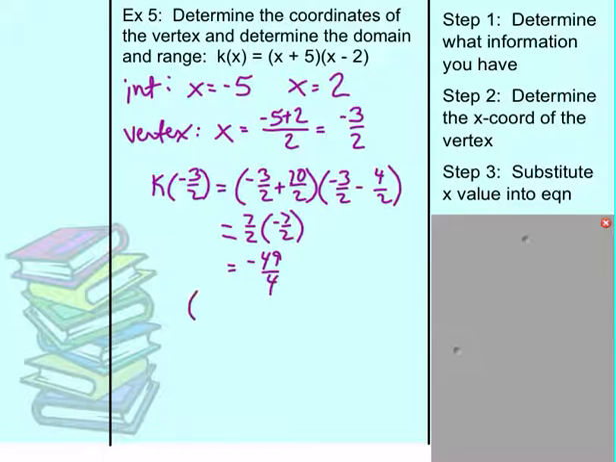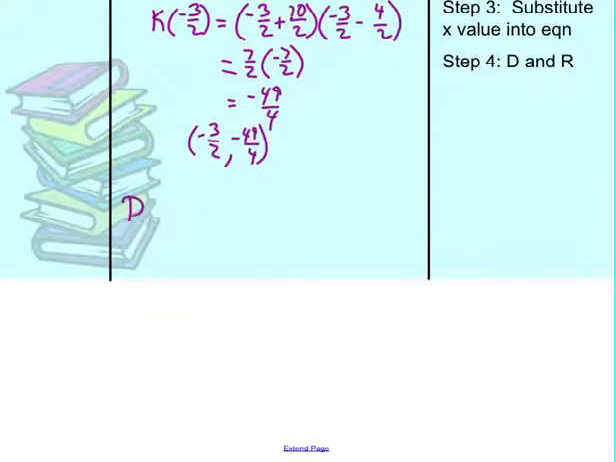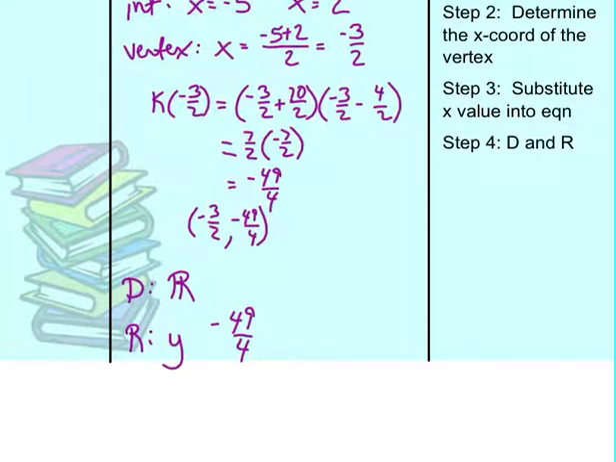So we write our vertex as an ordered pair. And lastly, find that domain and range again. The domain for any quadratic function is all real numbers. The range, we use the y-coordinate of the vertex. And to figure out if that vertex is a maximum, the graph opens down, or a minimum, the graph opens up.